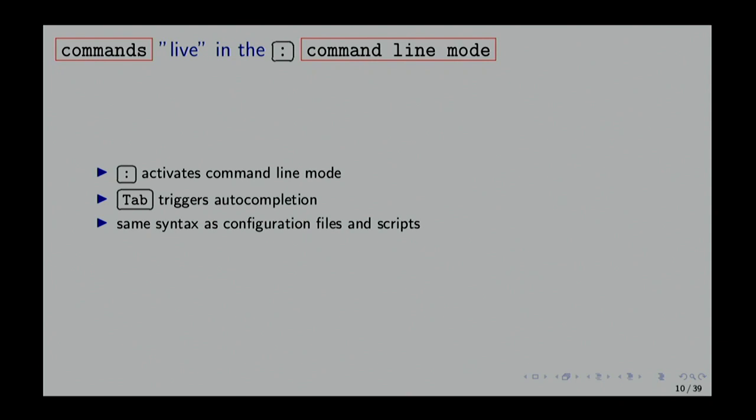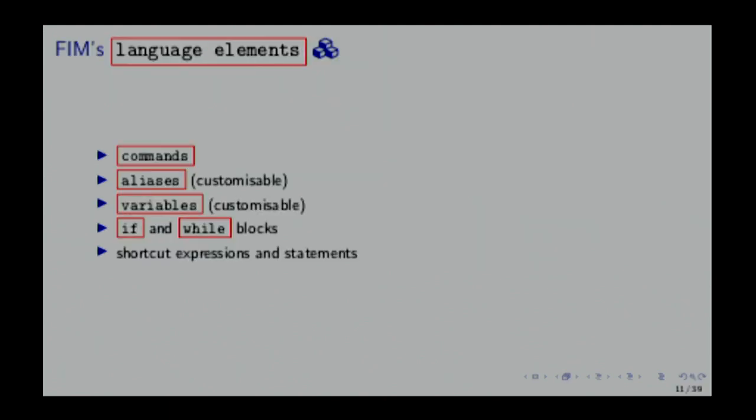In general, this language, which I show here in these red boxes, lives in the command line. The command line, which hosts this language, you can also access with the colon key, just like in Vim. And just like in Vim and other software, with the tab you might get some auto-completion of, I don't know, commands, variable names. It's not science fiction, but it can be helpful. And this is the same language that you also use in the configuration files and scripts. So that is the FIM language.